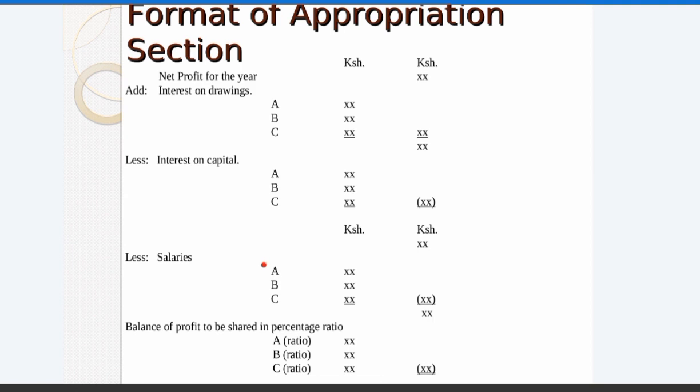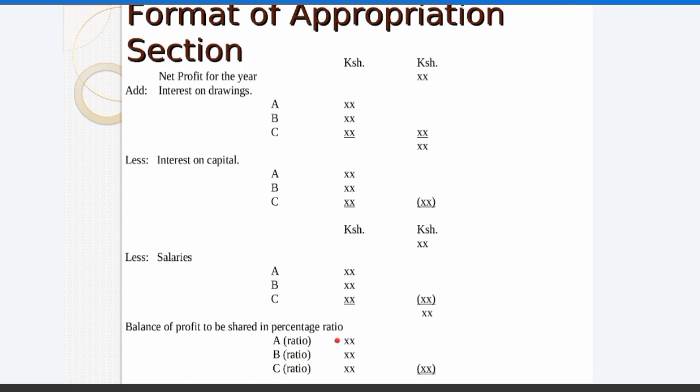You can see the salaries paid to the partners, those who are engaged in the active management of the partnership. So whatever remains after you have paid interest on capital and paid salaries will then be shared to the partners in their profit sharing ratio.